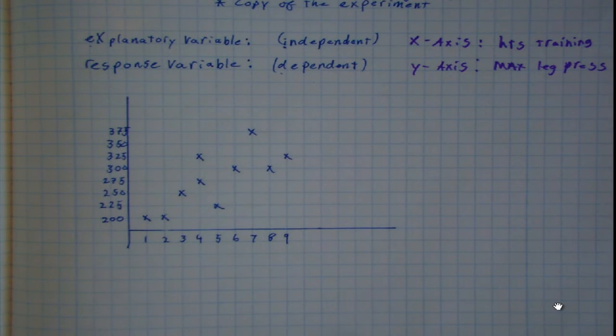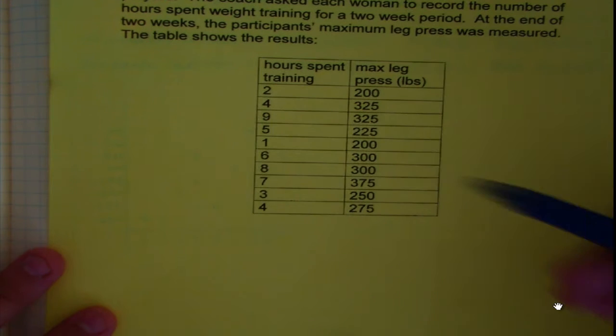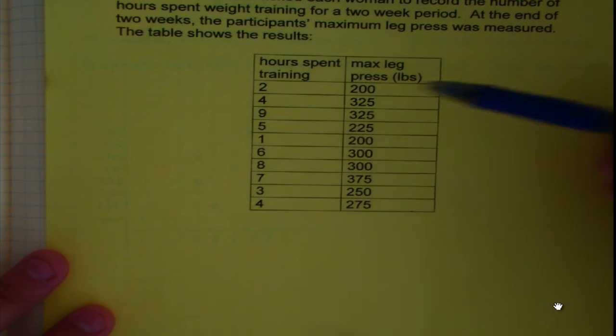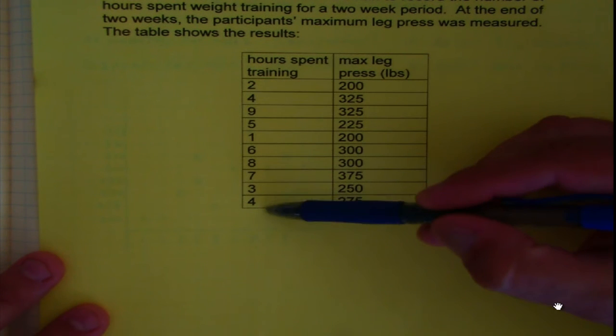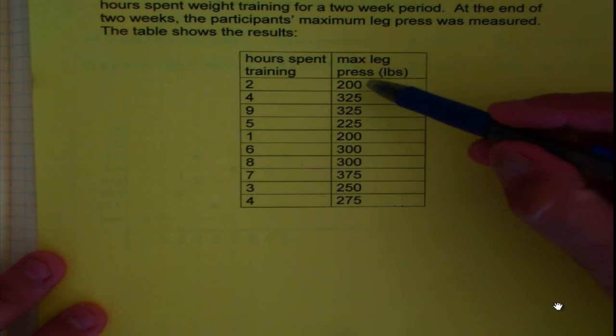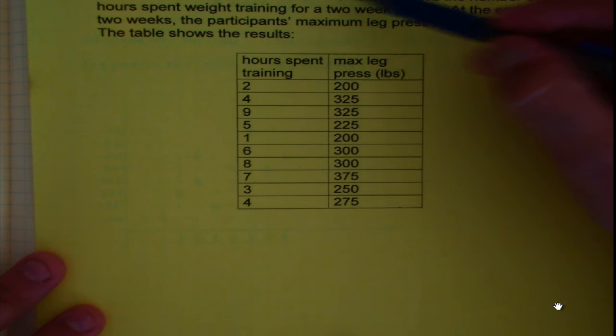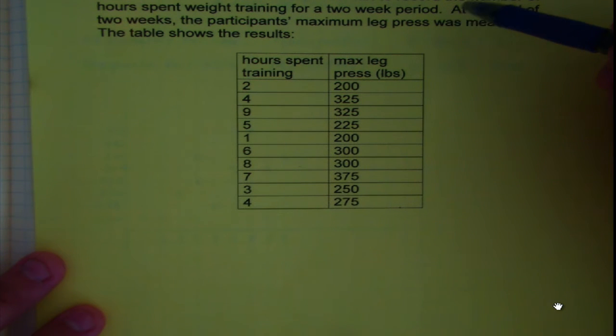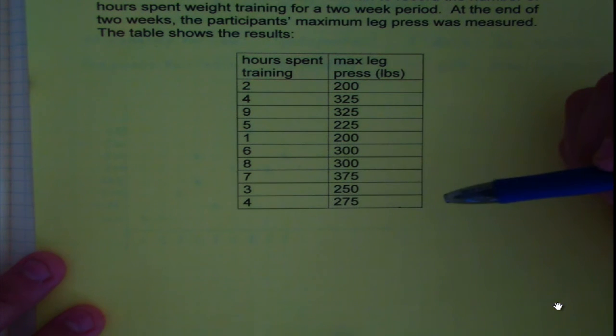Okay, if you've completed all of your ordered pairs on your scatter plot, you should get something that looks like this. Now there's a couple things that you need to look at. One of the things was that 2 of these have the same hours spent training, and they also have different values. So I'd just like to call your attention to the fact that there were 10 different women on this college basketball team who participated in this study.